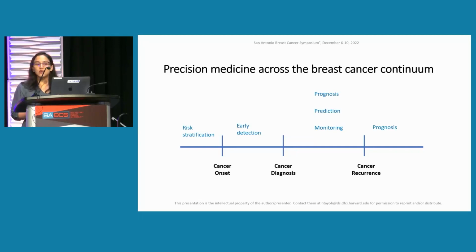And so the goal of precision medicine is to right-size our treatment for each individual patient. We want to give them enough of a clinical intervention that they will improve survival, but not too much of an intervention that has associated impacts on their quality of life.